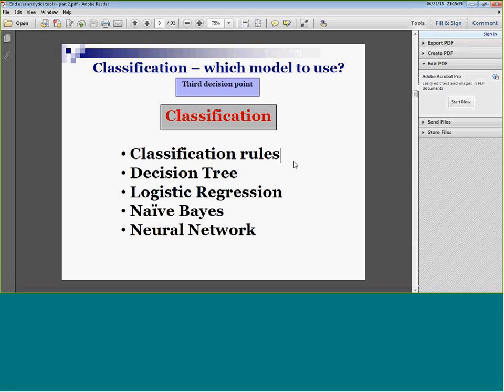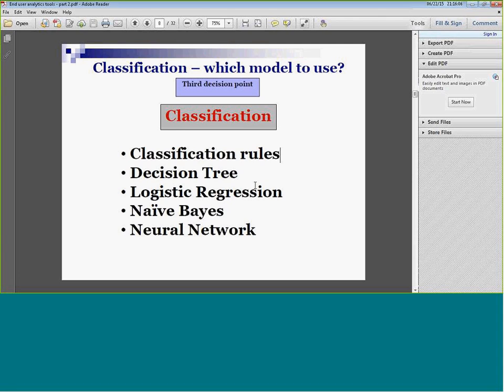So these are the main ones. Again, the big three are decision tree, logistic regression, neural network. Logistic regression and neural network are much harder to explain than decision trees. They have more stringent data requirements than decision trees. They don't deal well with skewed distributions. They don't deal well with missing values.